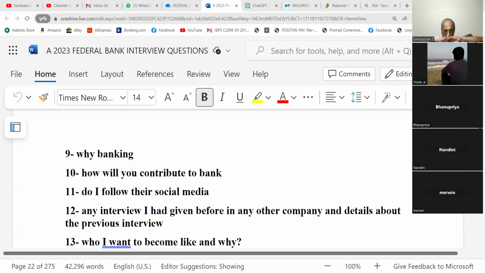How will you contribute to the bank? The only thing you have to tell is: I will welcome the customers with a smile, listen to their needs fully and properly, and try to satisfy their financial problems. I will use my communication skills to get more bancassurance business, mutual fund business, and also try to canvass for cross-selling so that our bank's business can be improved. Something like that.